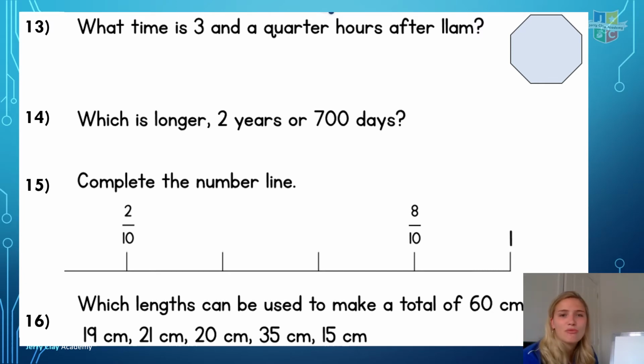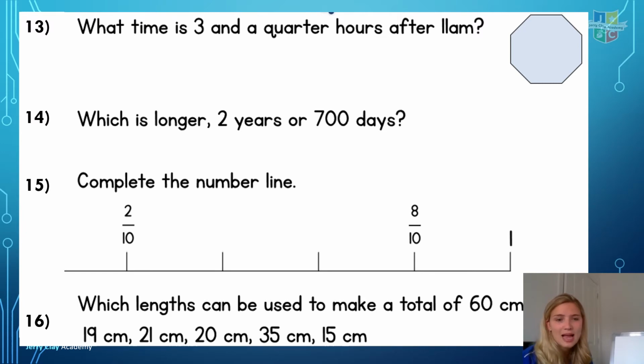Then what time is 3¼ hours after 11 a.m? That was quite a challenge. Think about if it's 11 a.m, think about moving your hours first, then moving your quarter hour to say what time it is. And remember, if it's 11 a.m, think about what's going to happen, whether it's going to be a.m. or p.m. 14, which is longer, 2 years or 700 days? So thinking about how many days are in a year, so how many would be in 2 years.